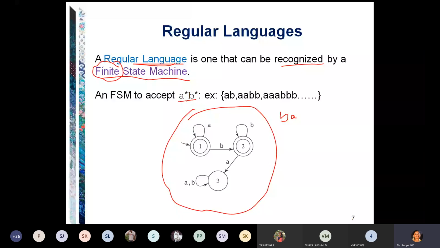It is star: a star, b star, any number of a's followed by any number of b's. Don't assume that the number of a's and the number of b's are equal. If I have n here and n here also, then the number of a's and b's are equal. This point you should remember; it is required for the remaining modules. a power n, b power n means the same number. Star means a different number: any number of a's can be followed by any number of b's. These are the example strings which can be accepted by this machine.